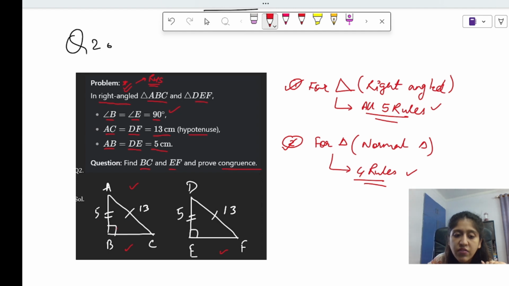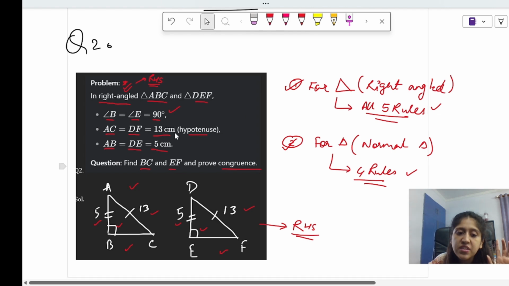So let's just see the first diagram. In this, we have a right angle. Okay, both have a right angle. Then we have a hypotenuse, so the hypotenuse is also equal, and we have a side which is connected to the hypotenuse and 90 degrees that is also equal. Yes, we have DE and AB also equal. So what does that mean? That these are congruent and they are congruent by RHS. Okay, I hope this is clear.